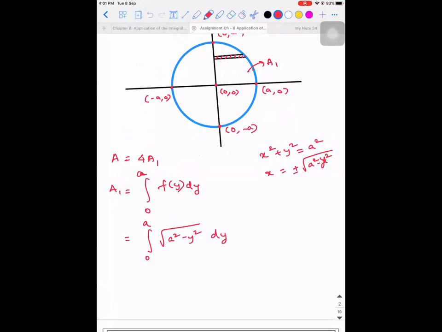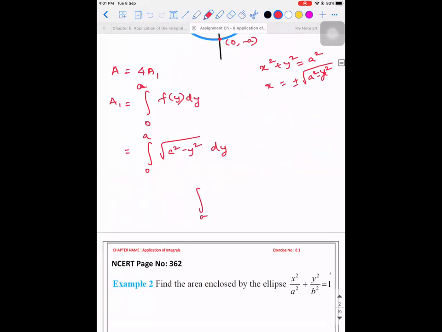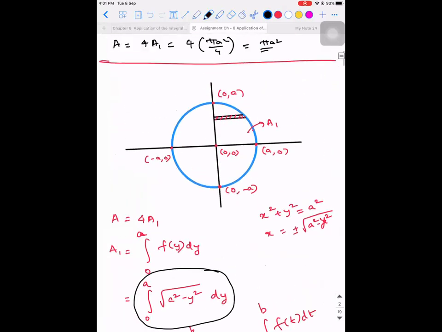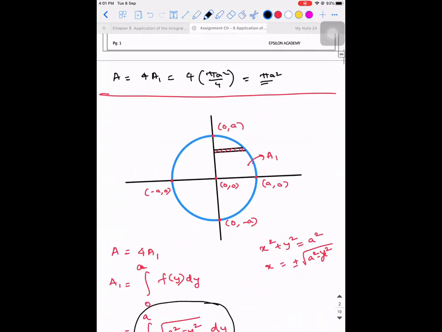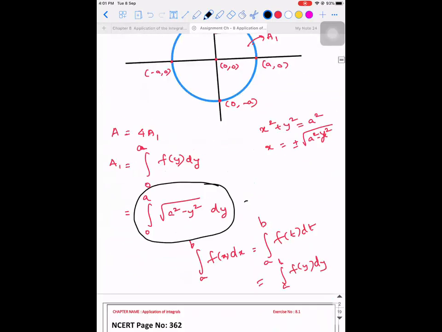Now tell me guys, in the last chapter we learned a property, right? Integral of a to b f of x dx is the same as integral of a to b f of t dt. This will be the same as integral of a to b f of y dy. We know this property, right? So if you observe this expression, will they generate the same answer? Because here you have the same limit 0 to a. You have root of a square minus x square dx. Here you have root of a square minus y square dy. It is like f of y, there it is f of x. So the answer should be pi a square by 4.